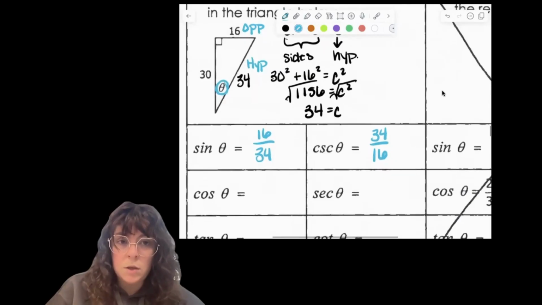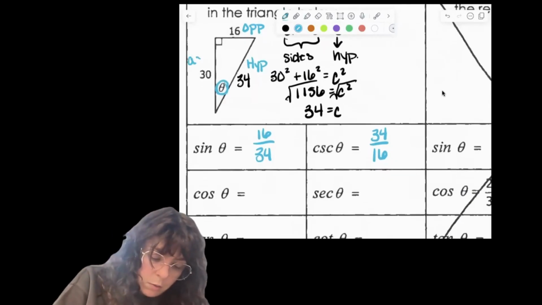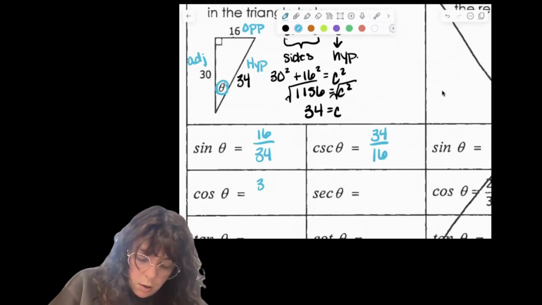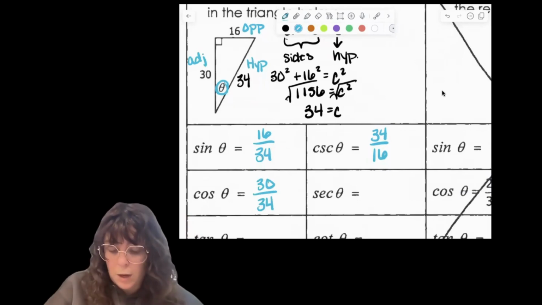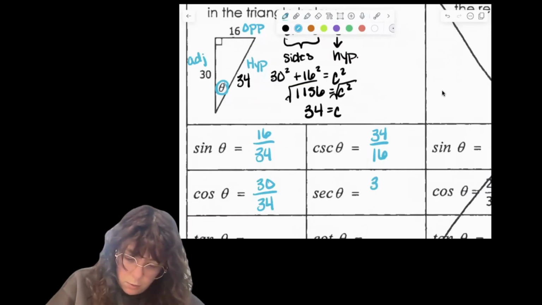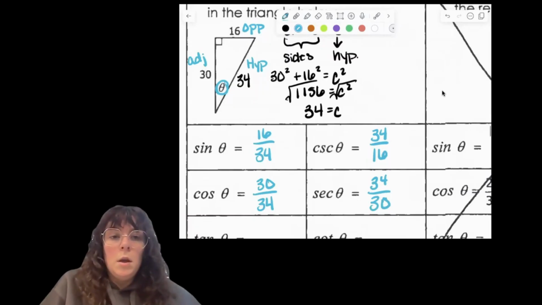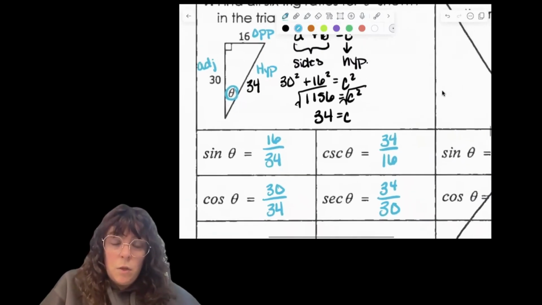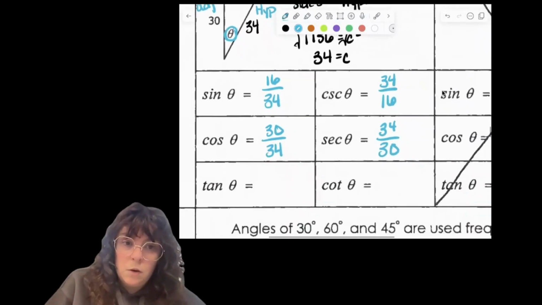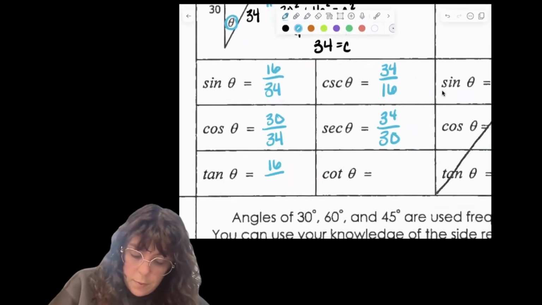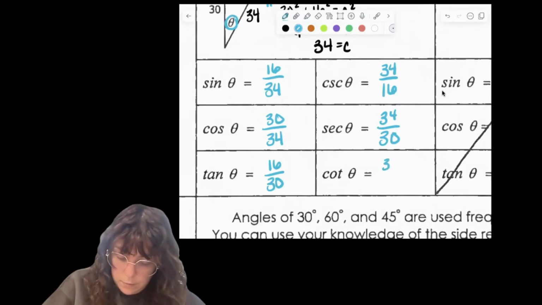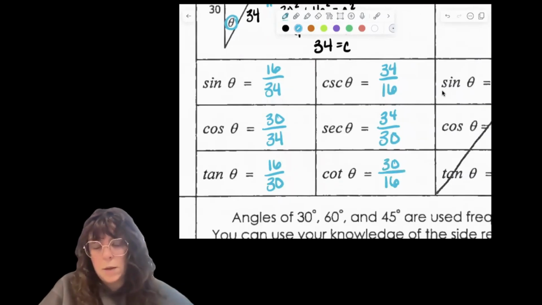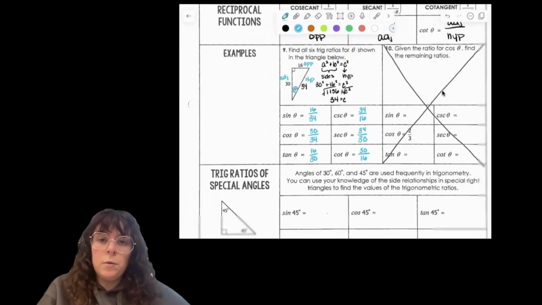Cosine is the adjacent over the hypotenuse. So our adjacent is 30 over the hypotenuse, which is 34. And again, secant is just the reciprocal. Flip it upside down. So 34 over 30. Tangent is the opposite over the adjacent, which would be 16 over 30. And then for cotangent, you just flip it upside down. 30 over 16. And that's all that those ones are.